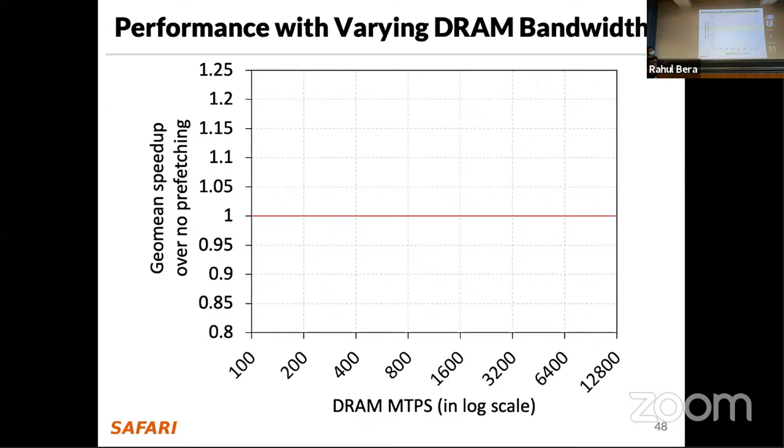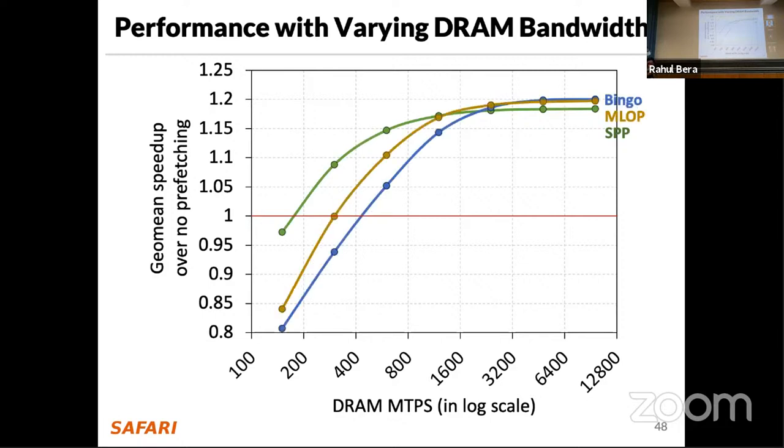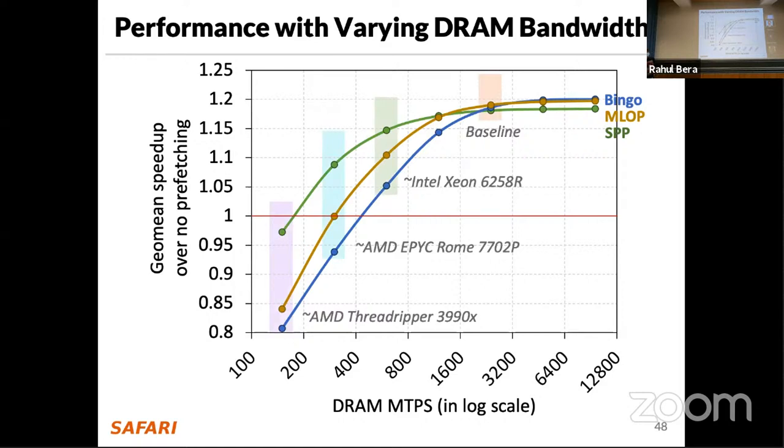So now let's take a look at Pythia's performance in various DRAM bandwidth configurations. On the x-axis, if you go in the positive direction, you are increasing the memory bandwidth. Keep a note that anything below this 1 is essentially saying that you should just disable the prefetcher. Even just disabling the prefetcher would be better. So this is how prior prefetchers perform. As you can see, in lots of configurations here, it's actually better to just disable the prefetcher rather than having it.